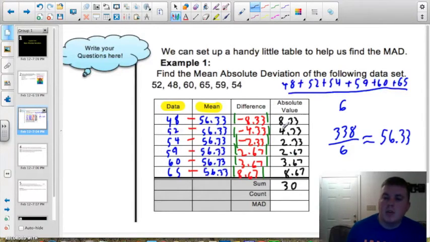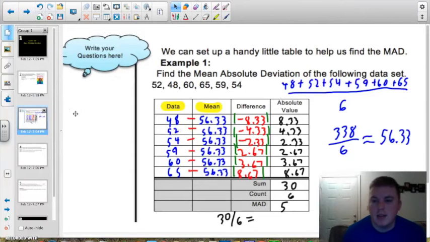Now, when we say count, we're talking about how many data points we used. So it's going to be the same number that we used up here for the mean, because we're going to have 1, 2, 3, 4, 5, 6 of these as well. Now, our final step to get the MAD is to take that sum, which was 30, and divide it by our count, which is 6, and that's going to give us a MAD of 5. So what this means is that each of these data points, on average, is about 5 units away from our mean of 56.33. This gives us a good estimate of how far apart or how close together this data is.